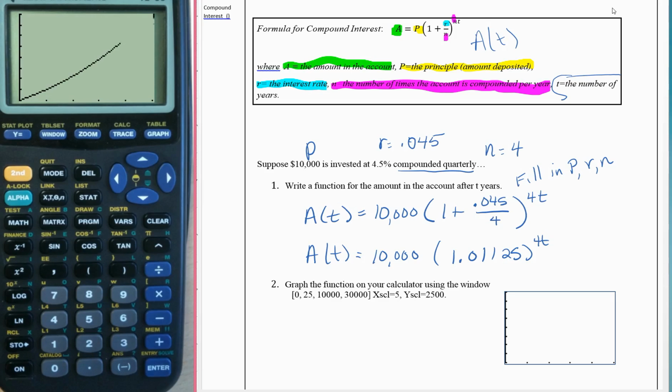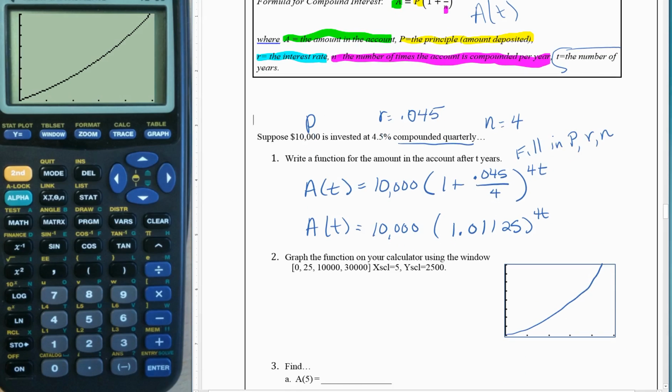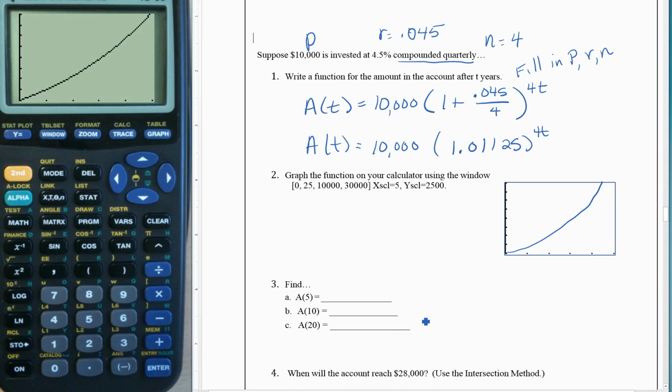We can see that our bank account is growing. We're not saying we're putting any more in our bank account. We're saying that the interest is adding to our bank account. Just notice this is what's happening over a total of 25 years. You can see it goes off the screen, and our maximum here was 30,000. So over 25 years, it's gone from 10,000 to over 30,000.